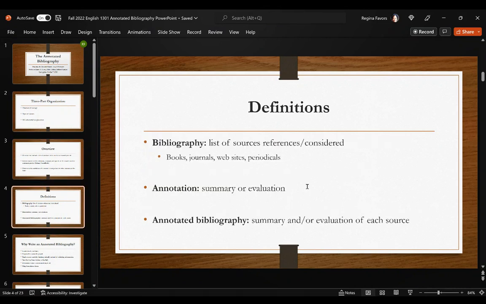So the definitions, there are different definitions for what a bibliography is. A bibliography is just a list of references considered. There may be sources that you do not cite within your paper. The annotation then will be a summary or evaluation of that source. Therefore, the annotated bibliography is a summary and evaluation of each of the sources that you are using in your research project. A works cited page is specific to MLA, meaning that you create the essay and then you cite works within your paper. And then at the end, the very last page, there will be a works cited page.